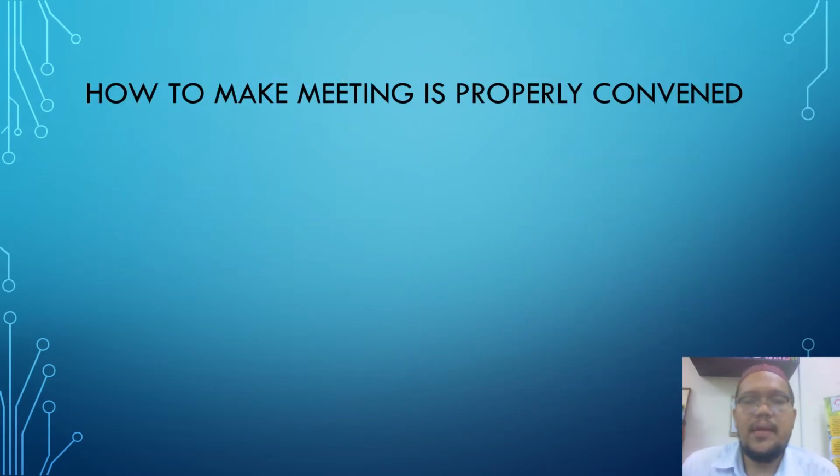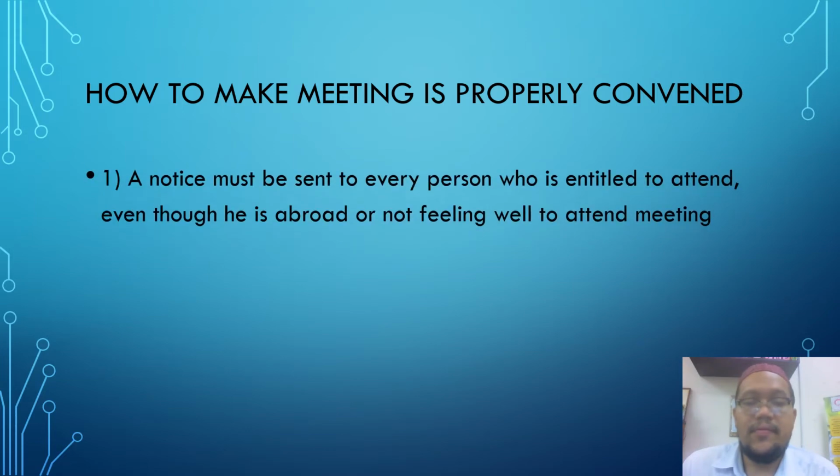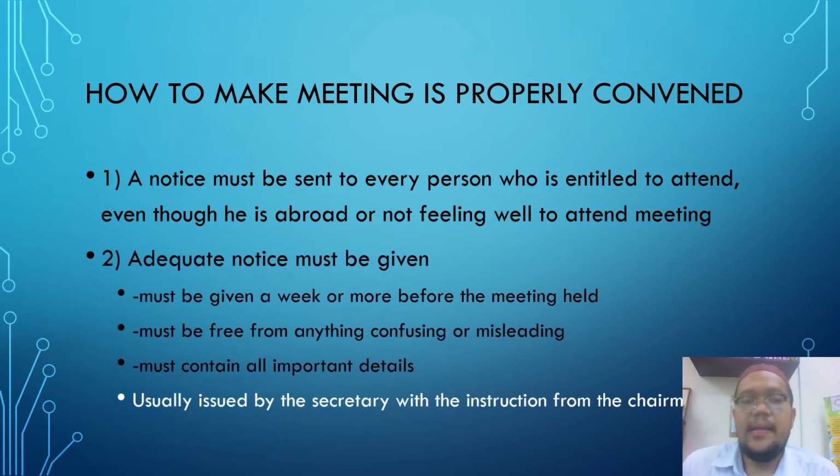How to make a meeting properly convened. First, a notice must be sent to every person or every member who is entitled to attend, even though he is abroad or not feeling well. Second, adequate notice must be given: at least a week or more, maybe 2 weeks or a month before the meeting is held. Make sure the notice is free from anything confusing, spelling errors, typos, and wrong information, for example.